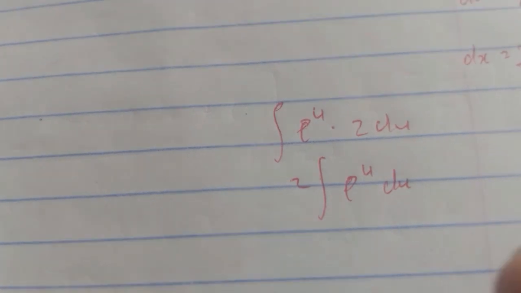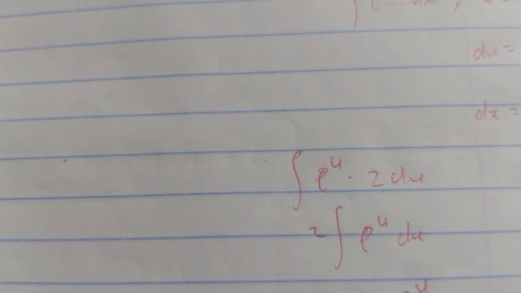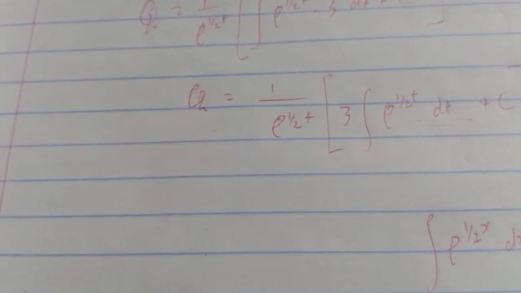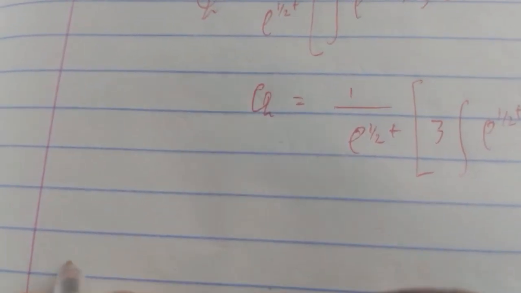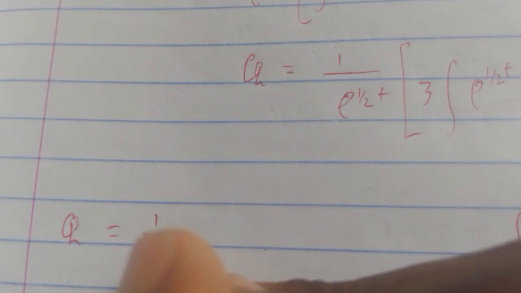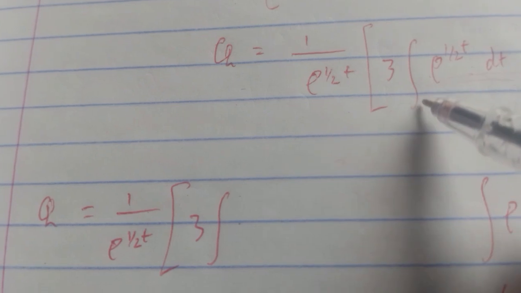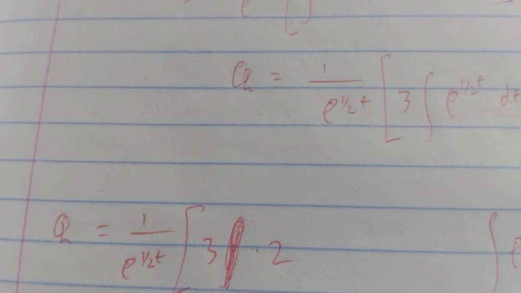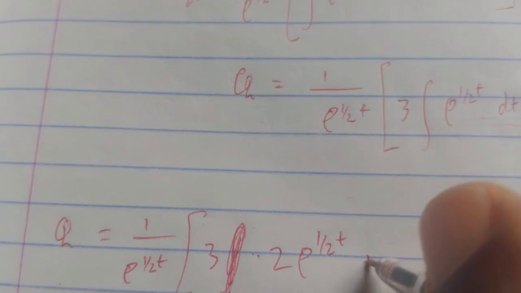And if we integrate the exponential function, it still remains that function. So the final answer becomes 2 exponential u. What is u? Our u is 1 all over 2x. By the same token, the integral of exponential 1 over 2t gives us q is equal to 1 over exponential 1 over 2t, times 3 times 2 exponential 1 all over 2t, plus our c.